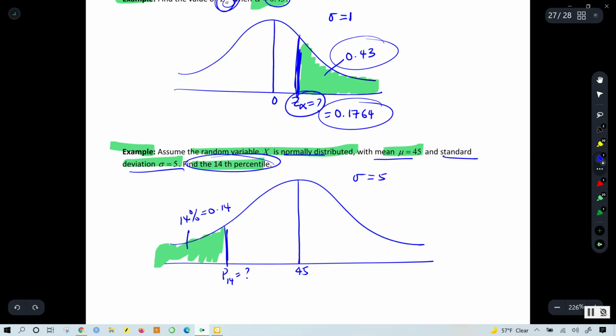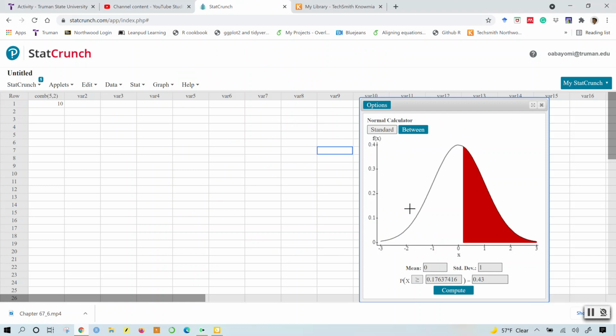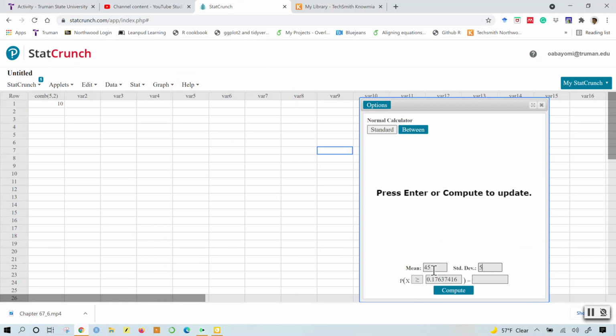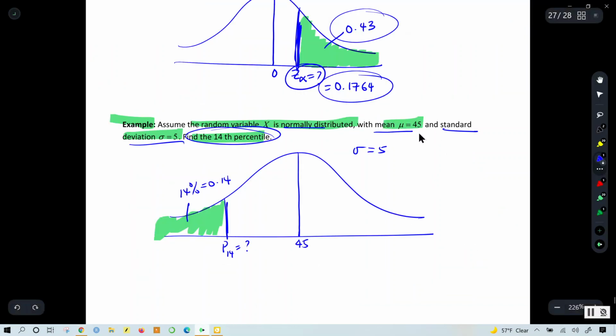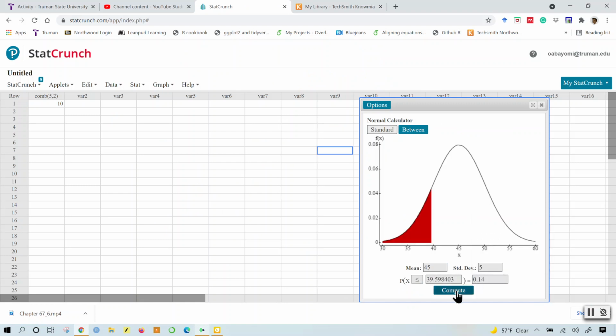14% or 0.14. So I'm going to go into StatCrunch. I'm going to set up the right parameters, 45 and 5. So I want standard, 45 and 5, which corresponds to the parameters given. And I want less than, the area to the left. And I want the size of that area to be 0.14. And I will compute that.